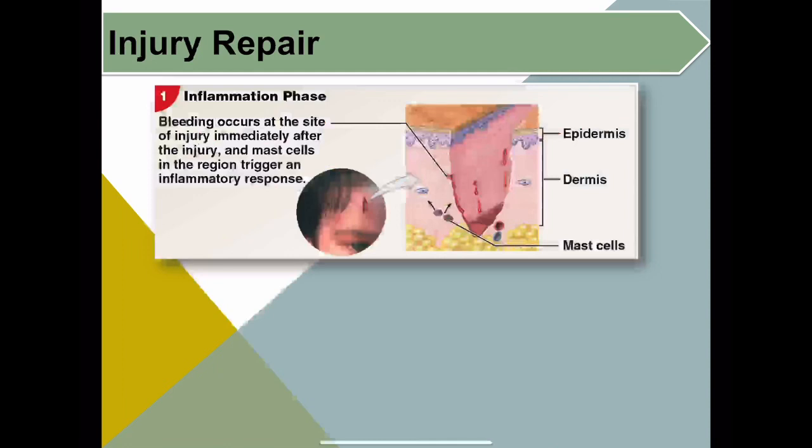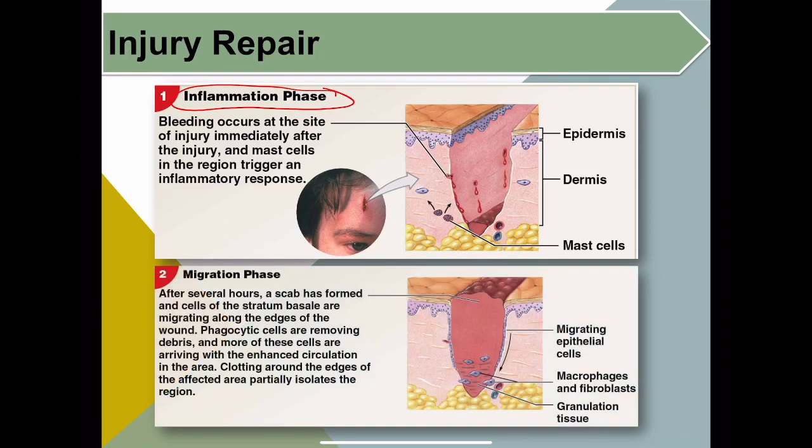First is called the inflammation phase, which is what we have already discussed previously. So I'm not going to go back into details about this again. The second is called the migration phase, which involves movement of the stratum basale cells around the edges. So here's that cut you have, and your stratum basale cells actually have to travel downwards here and here, reconnecting the 2 broken ends of the epidermis.